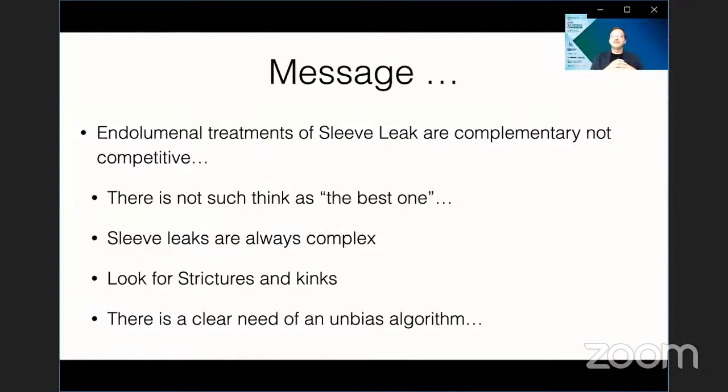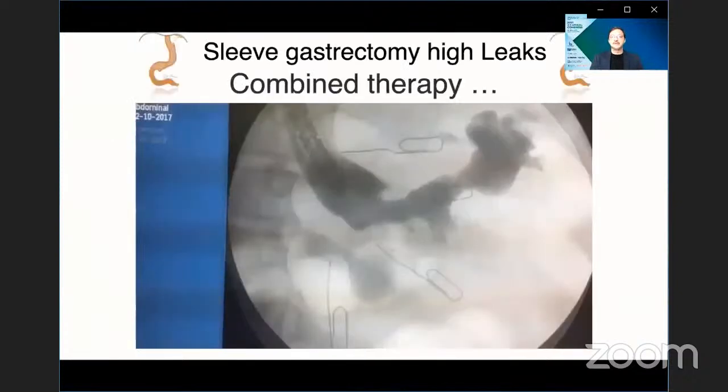So the message is the endoluminal treatment of leaks, they are complementary, they are not competitive. There's no such thing as the best one. Sleeve leaks are always complex. So imagine that you're going to have to use more than one solution for that. And also look for strictures and kinks, they have to be solved in order to get better results. And there is a clear need for an unbiased algorithm that we don't see in the literature up to now.